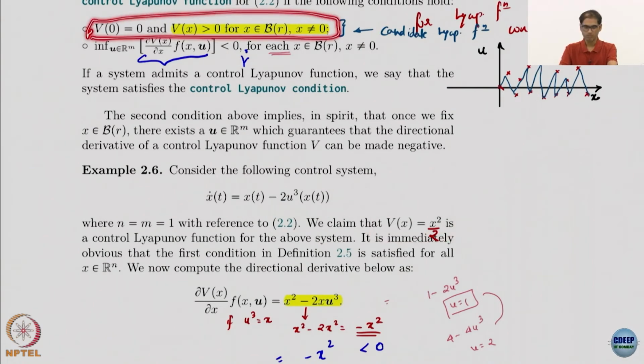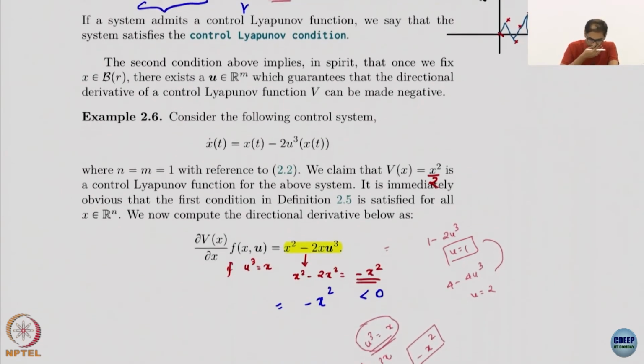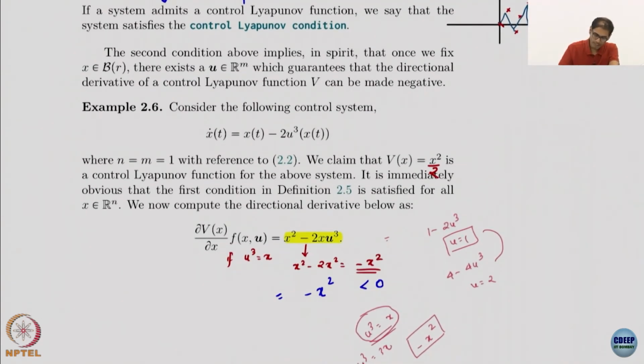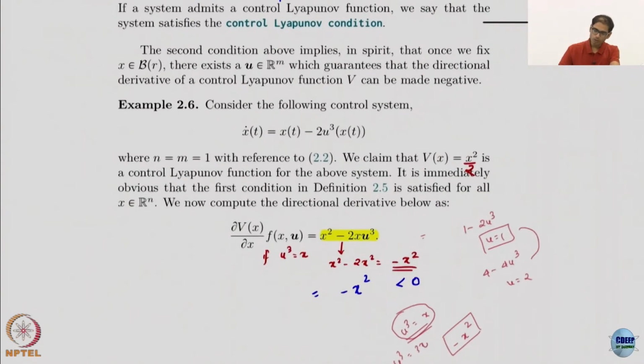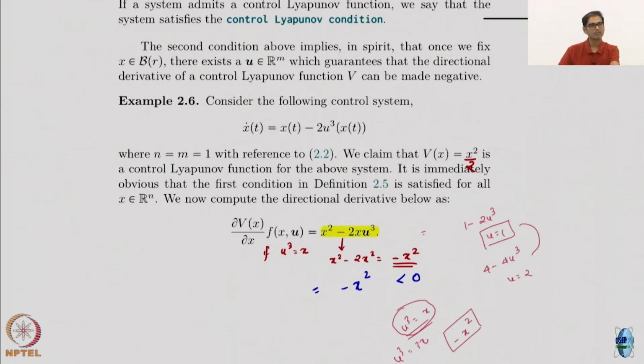Yeah, no problem, it is 0 at 0 and strictly positive for non-zero values of the state x. Okay, now the second condition requires me to compute del V del x times f(x, u), which is just in this case x dot, right, and x dot comes from here, right, and I get this, right, x square minus 2x u cube. Okay, now obviously what do I have to do? I have to fix x and find a control which makes this thing negative.